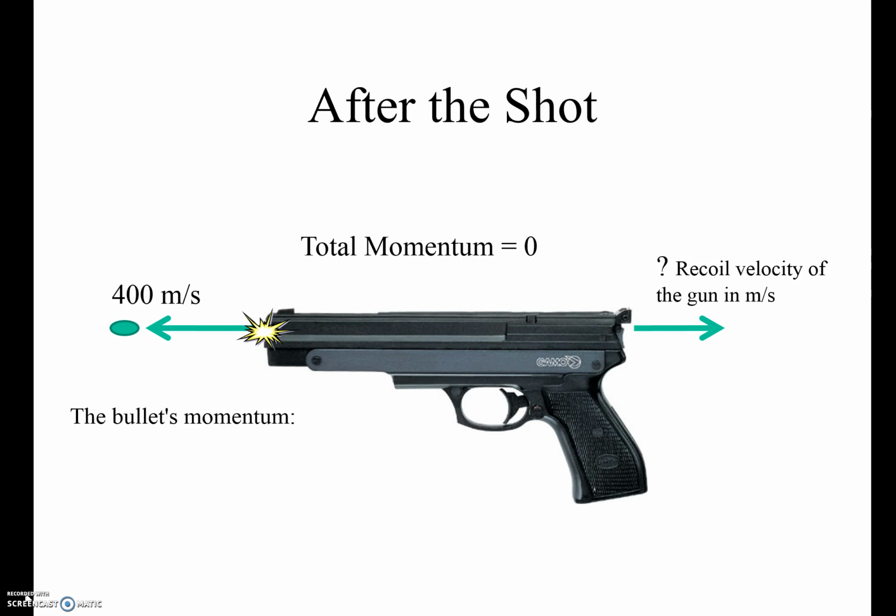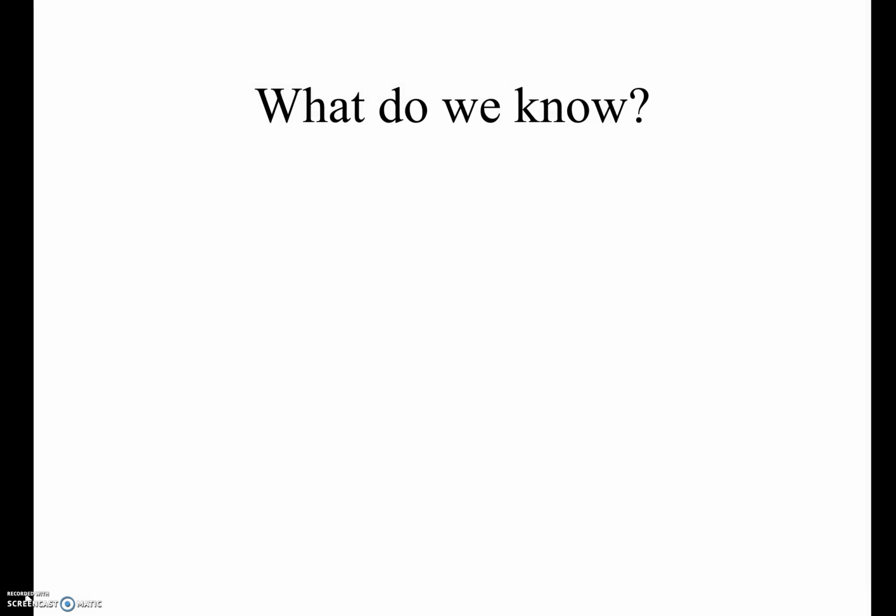Well, we can calculate the bullet's momentum. Remember that momentum equals mass times velocity. So the mass of our bullet is 0.05 kilograms, and the velocity of the bullet when it leaves the gun is 400 meters per second. So that's going to give us a momentum for the bullet of 20 kilogram meters per second. What do we know?